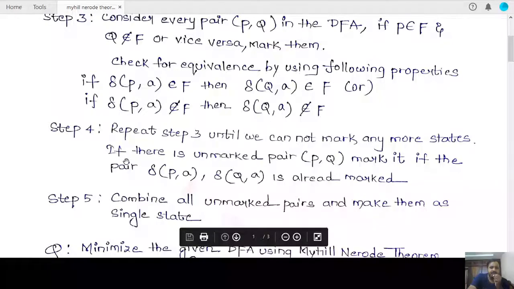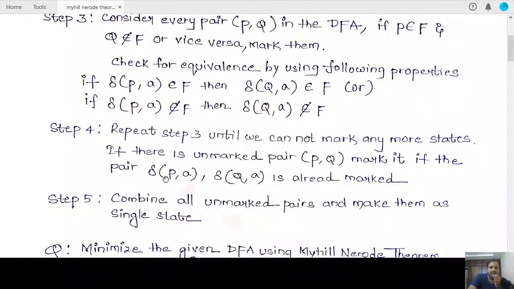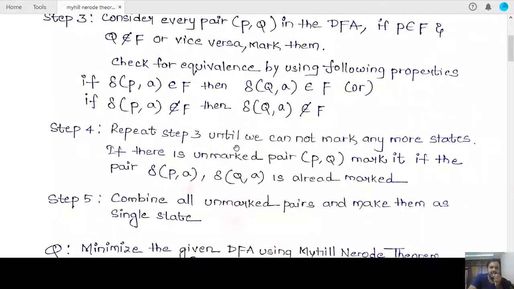Okay, so here if you could see the fourth point, if there is an unmarked pair p comma q, mark it if the pair transition from p comma a, that is delta of p comma a, delta of q comma a, is already marked, right? So I will explain how to mark it. So we have to repeat step 3 until we don't have any further states to mark in the table, right?